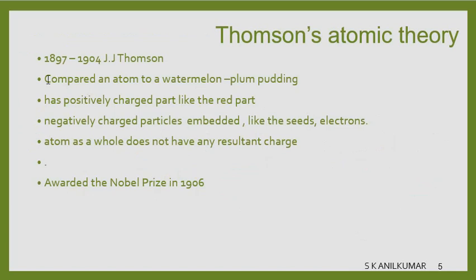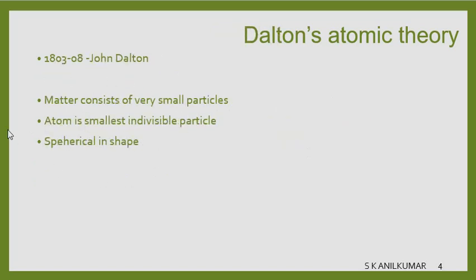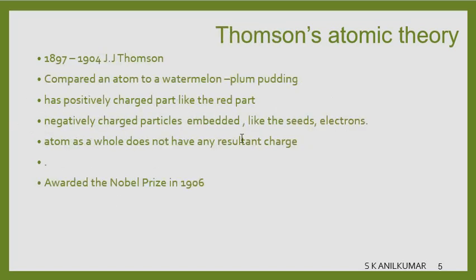So he found out there is a positive and a negative charge. He also discovered the positive charge is almost in the center, and the negative charges are spread out, embedded like seeds. The atom as a whole has no charge. He said this positive and negative will offset each other. So he found out the shape and indivisible part, but also that there is a positive charge and a negative charge, which net offset. These are embedded, and he got a Nobel Prize in 1906 for this discovery.